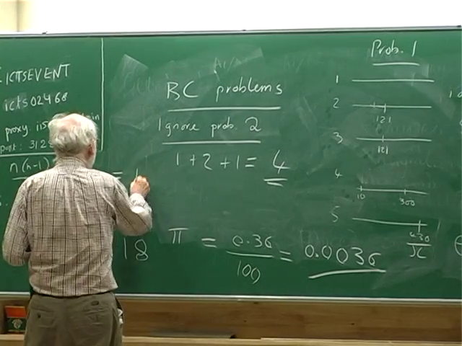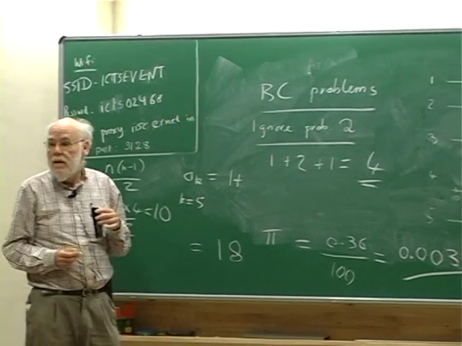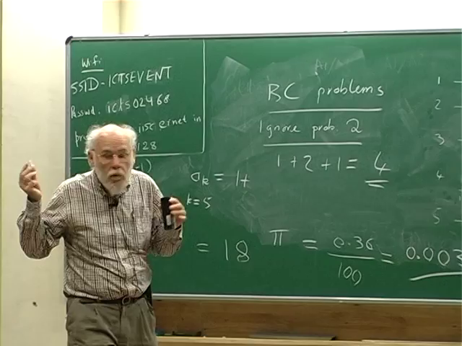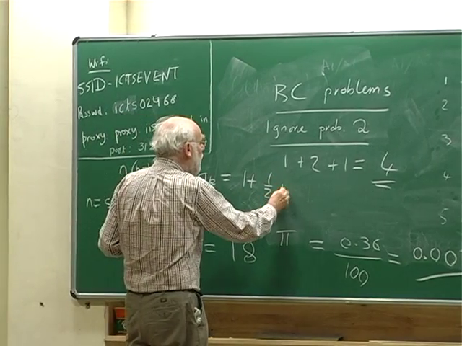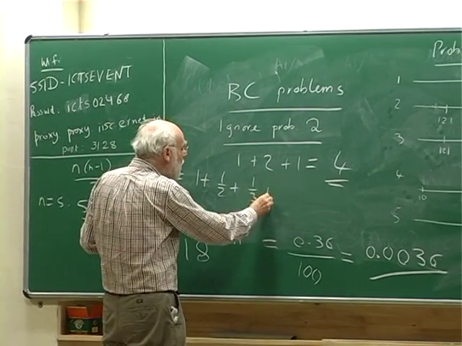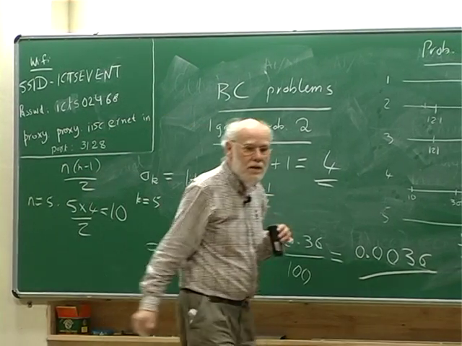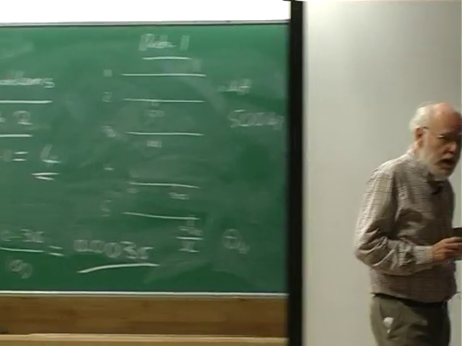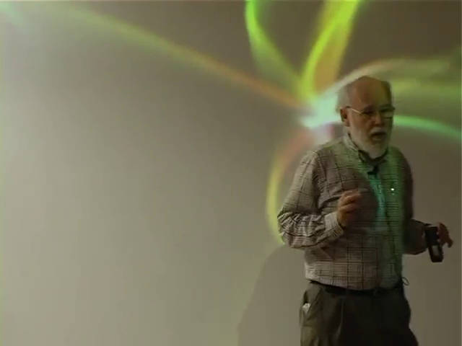Well, we start with 1. What's the next term in that? 1 by 2. Next term? 1 by 3. Next term? 1 by 4. Any more? No, we're done. Okay? We go up to 1 over n minus 1 if n's the sample size.